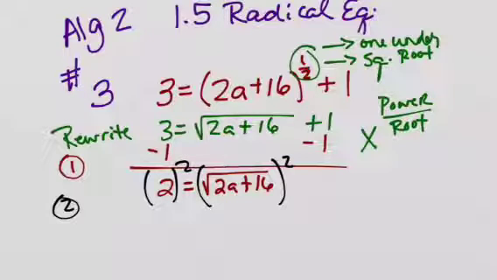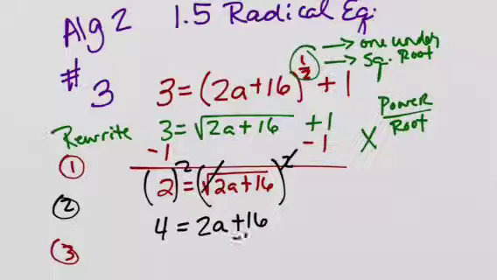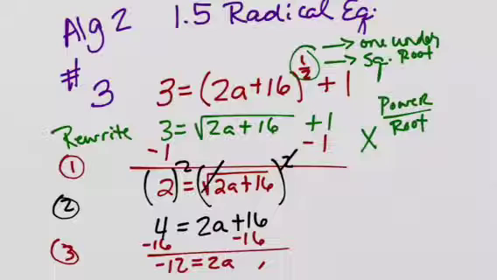Okay, so this one's kind of easy. 2 times 2 is 4 on the left. And then the squaring and the square root cancel each other and leave me with 2a plus 16. The last step that I need to do here is I actually need to solve this. Hopefully you can see that you're going to subtract 16 from both sides. So you end up with negative 12 equals 2a, and thus a equals negative 6 when I divide both sides by 2. That should be the answer.